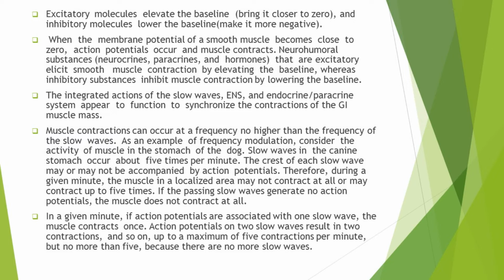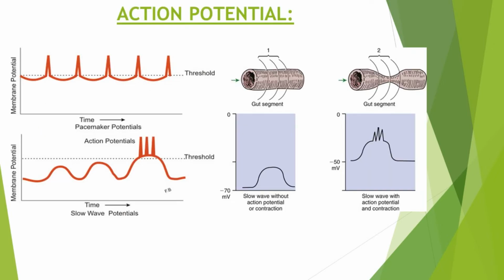The frequency of muscle contraction is synchronized by the frequency of the slow wave. So muscle contraction occurs at a frequency exactly similar to the frequency of the slow wave. For example, slow waves in the canine's stomach occur about 5 times per minute. The crest of each slow wave in this minute may or may not produce the action potential. So during a given minute, the muscle in a localized area may not contract at all, or it may contract up to 5 times per minute.